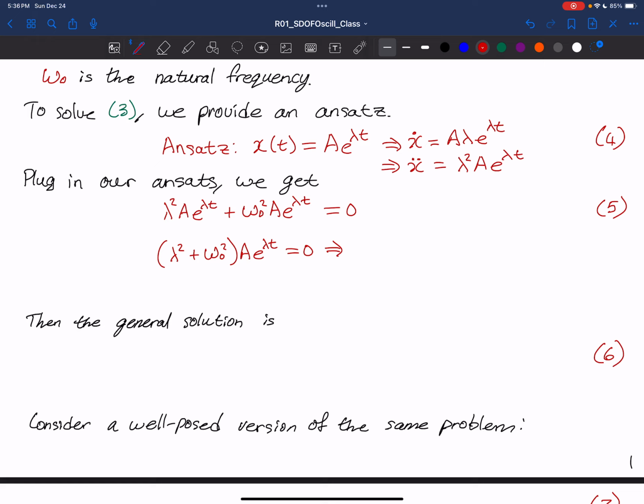So what that means is that the quantity lambda squared plus omega 0 squared must be equal to 0, which then tells us that lambda must be equal to plus or minus the square root of minus omega 0 squared.